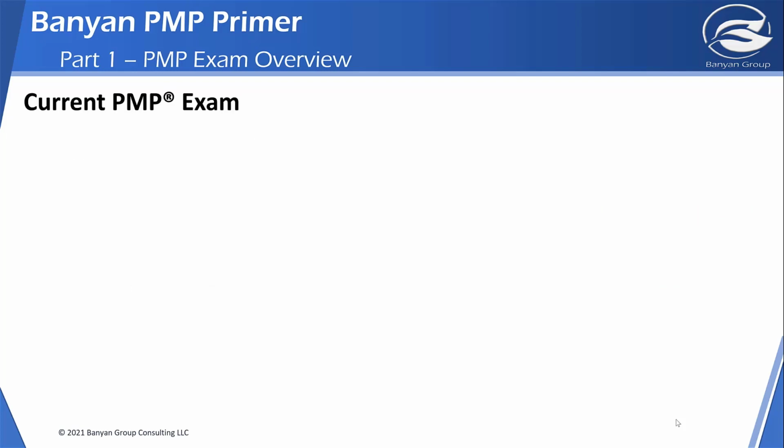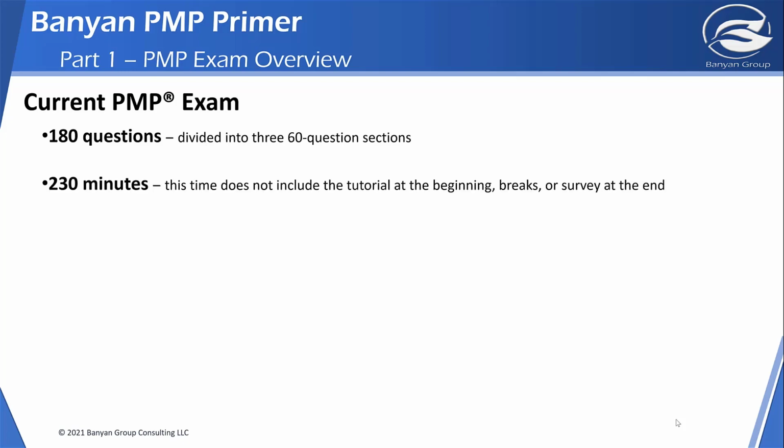Let's talk a little bit about the current exam. It is 180 questions. It is divided into 3 60-question sections. Total, you have 230 minutes of exam time. This does not include the tutorial that they will introduce at the beginning of the exam. This is a 15-minute tutorial. You don't have to sit through the whole tutorial. If you feel comfortable with how to take the exam, then you can exit out of the tutorial and start the exam whenever you're ready. But that 230 minutes does not include that 15-minute tutorial.